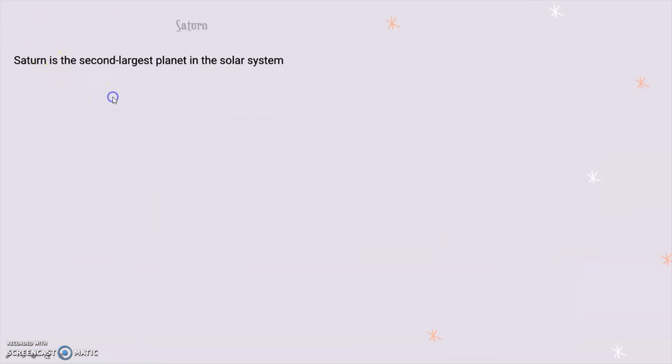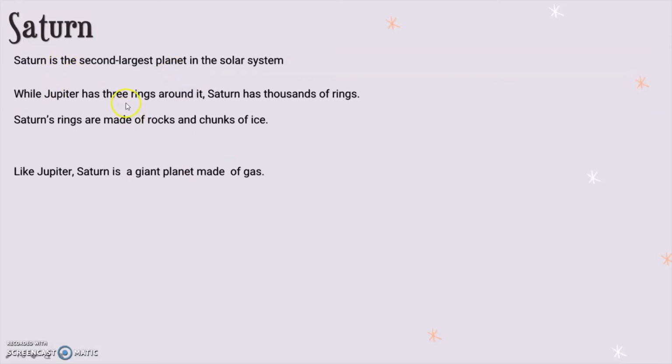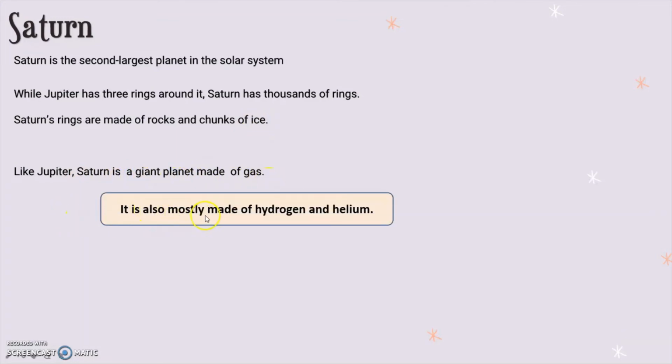Next, Saturn. You can open your book page 156. Next, Saturn. Saturn is the second largest planet in the solar system. While Jupiter has 3 rings around it, Saturn has thousands of rings. Saturn's rings are made of rocks and chunks of ice. Like Jupiter, Saturn is a giant planet made of gas. It is also mostly made of hydrogen and helium, the same as Jupiter.